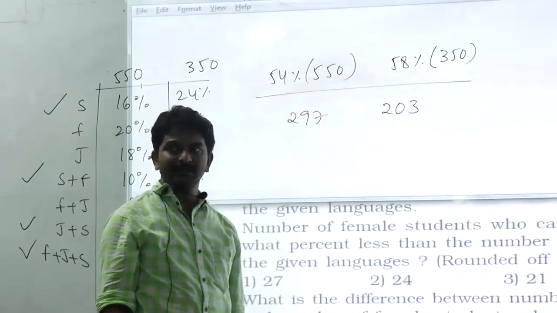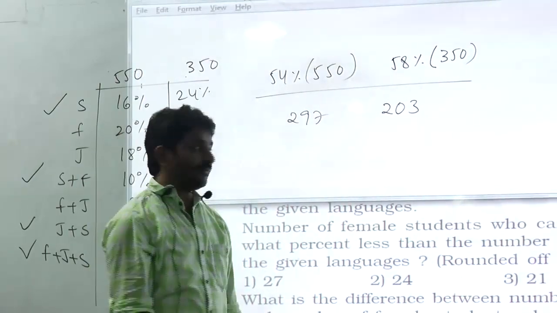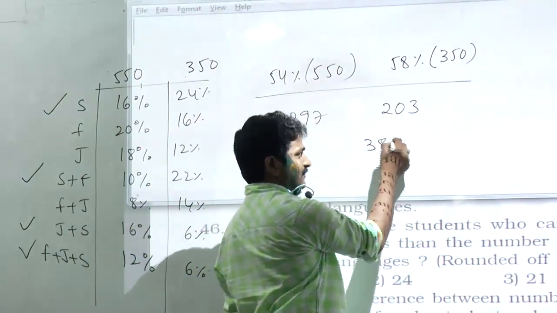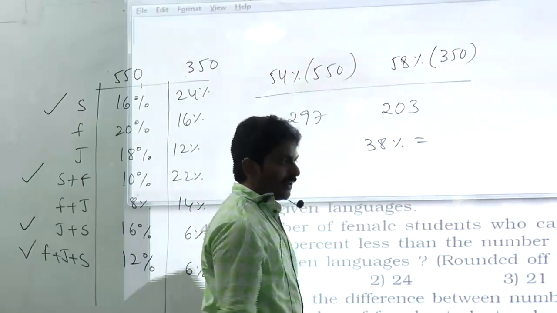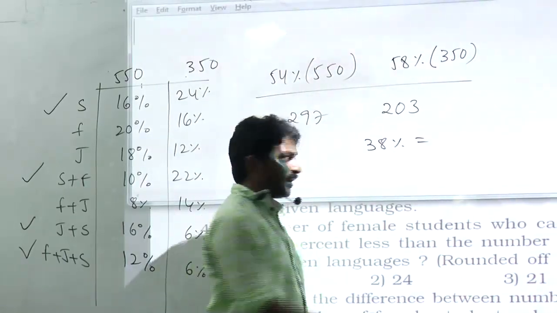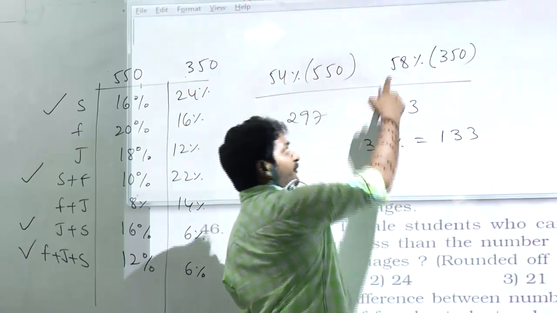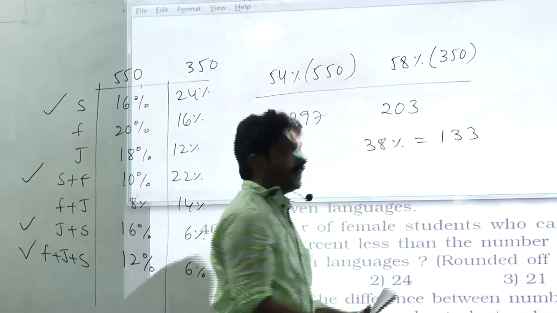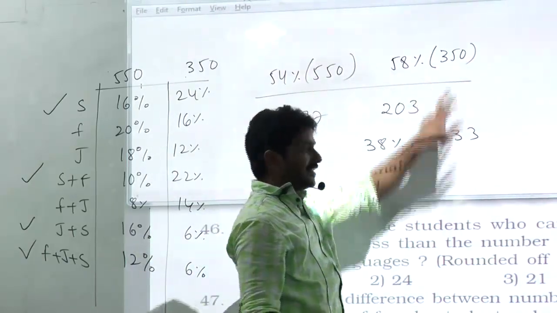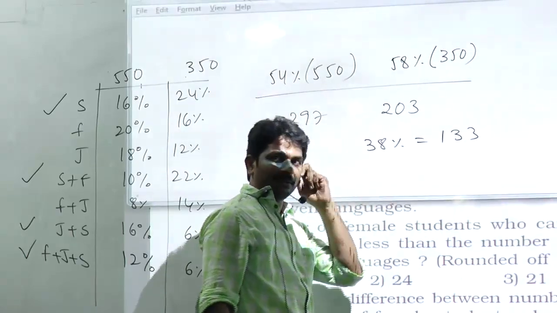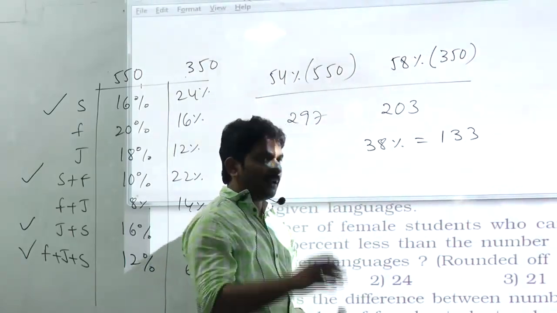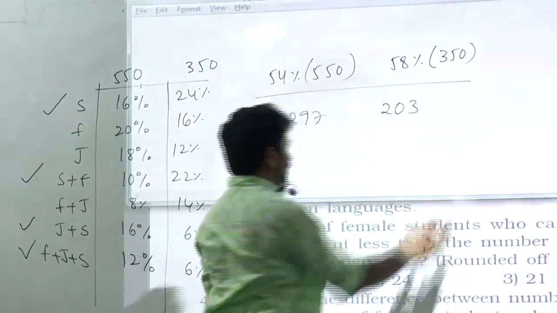Or else, in the previous question we have calculated 38%. That time we got it as 133. If you want 58%, you need to add 20%. 10% is 35, 20% is 70. Add 70, 203. So that you can reuse the data, which you have already done.